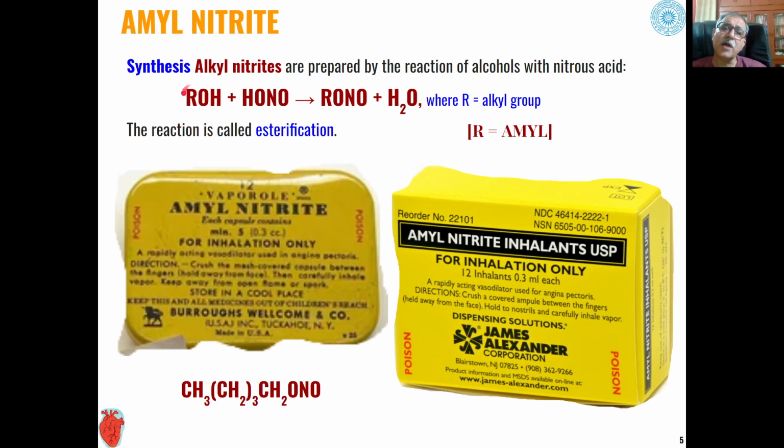And when this R group is an amyl group, the type of nitrite synthesized is amyl nitrite, which is used as a vasodilator for angina pectoris, a disease of the cardiovascular system.